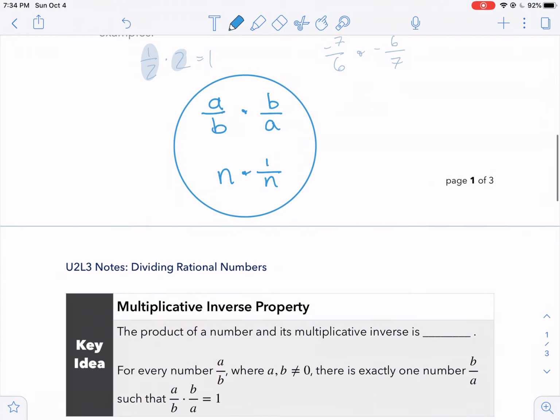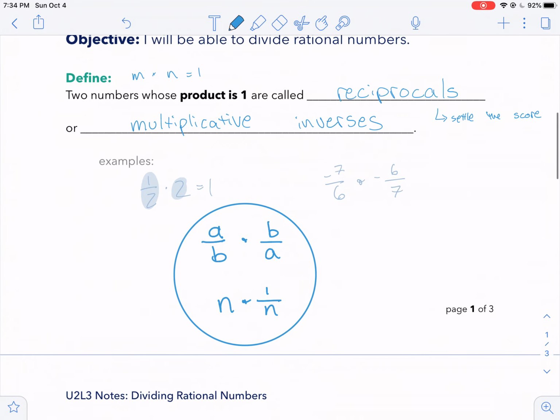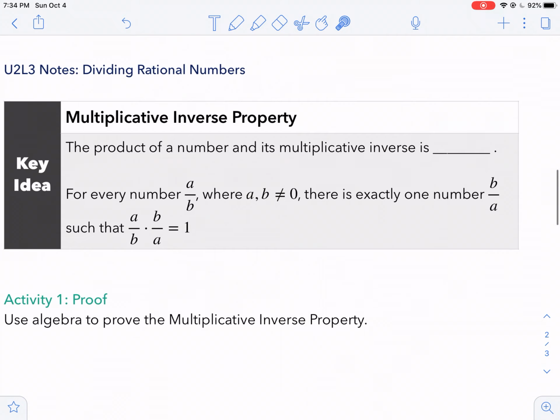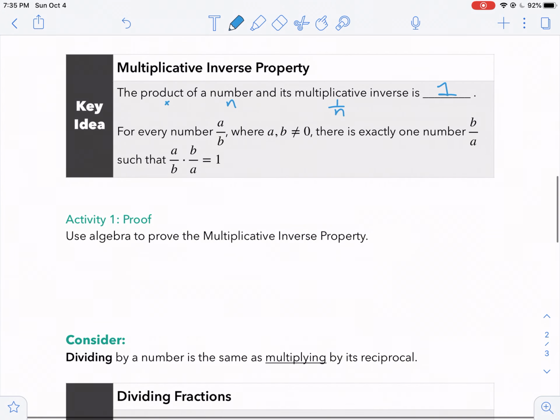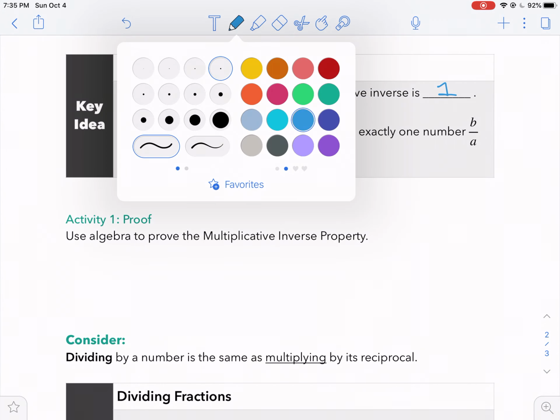Now, the multiplicative inverse property goes with the definition of multiplicative inverses. And it says, hey, the product, which is timesing, of a number and its multiplicative inverse is 1. Ta-da! That means if you have some number, a over b, and then you have b over a, you flip it. A over b times b over a is 1. Ta-da! Now, why does that work, Miss Van Dyke? I know you're asking. Well, I will show you right now.